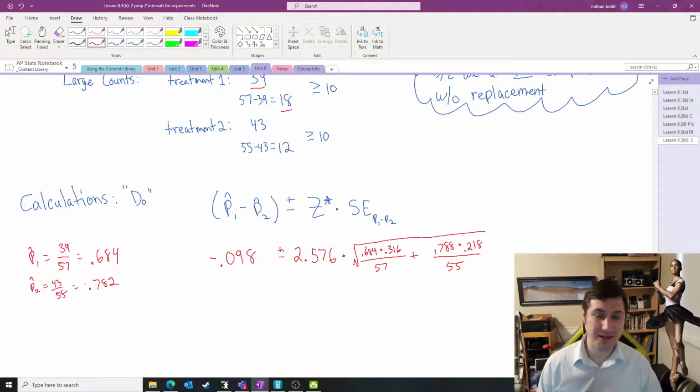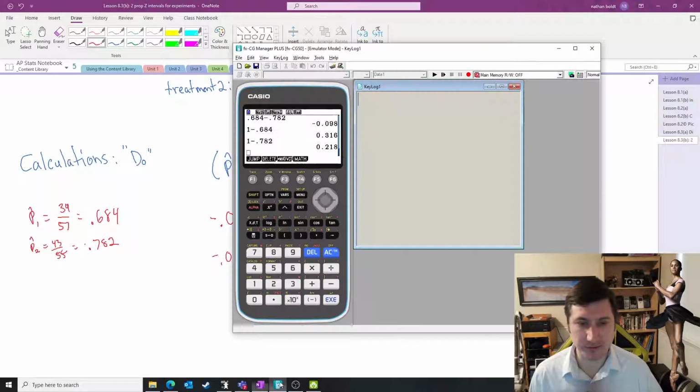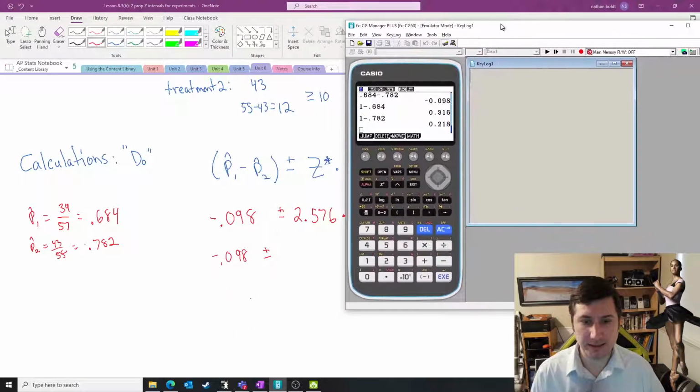0.218. So that is our standard error there. All right, so now we just got to start typing this into the calculator. I think I will keep this 0.098 plus or minus. Let's find the margin of error here. And let's type the whole thing in.